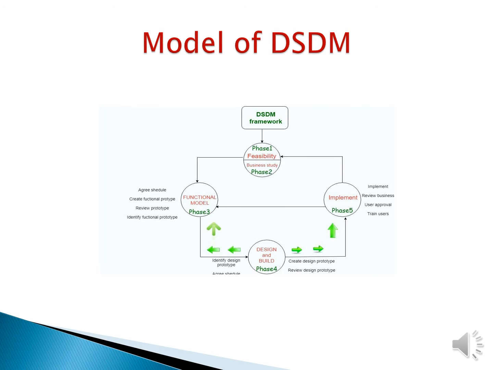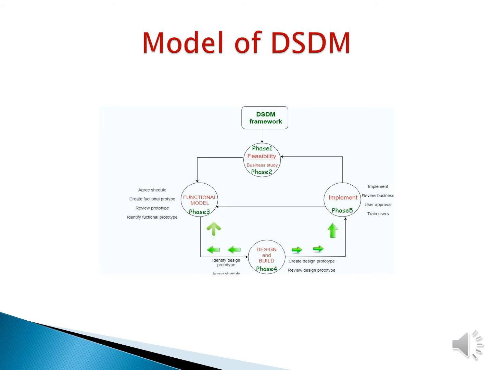Then the system design and build, that is in this phase, revisits prototypes built during functional model iteration to ensure that each has been engineered in a manner that will enable it to provide operational business value for end users. In this phase, the actual system is built based on the non-functional requirements carried out in a previous phase, and the built system is implemented in the next phase once the testing is done.